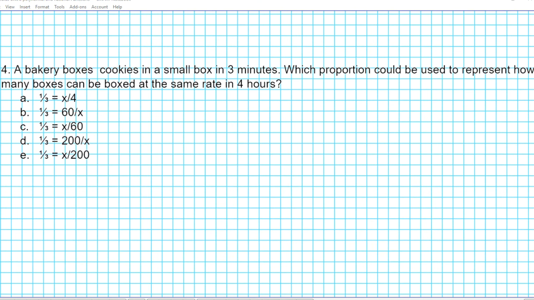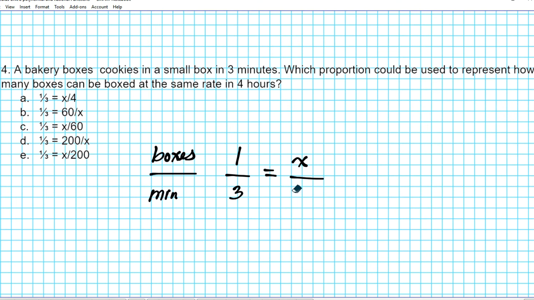Number 4 is similar. So a bakery bakes cookies in a small box in 3 minutes. Which proportion could represent how many boxes can be boxed at the same rate in 4 hours? Alright, so we're looking at boxes per minute. So for every 1 box, it takes you 3 minutes. So how about 4 hours? How many boxes? So let's say x is the number of boxes that we're looking for.